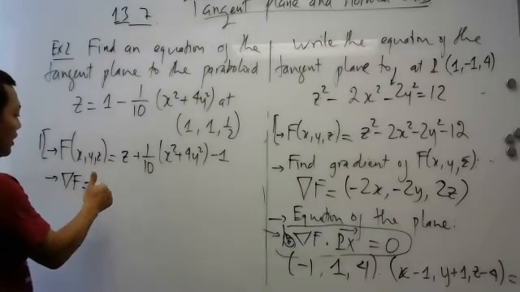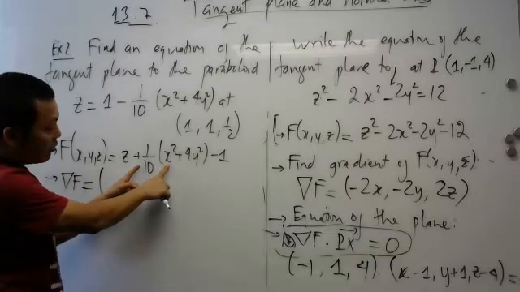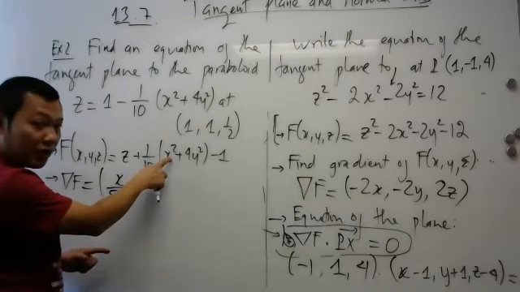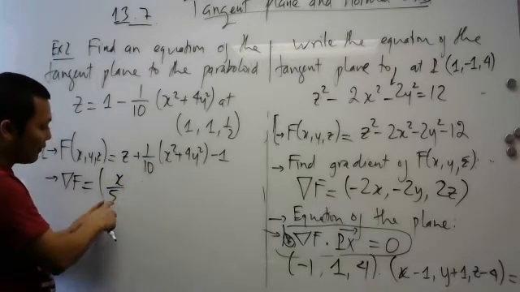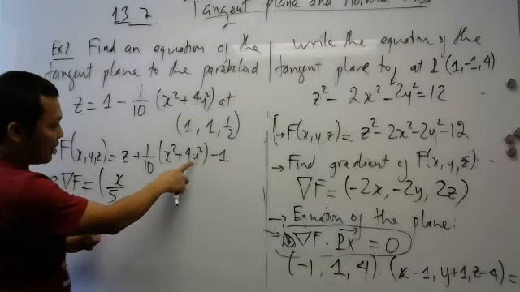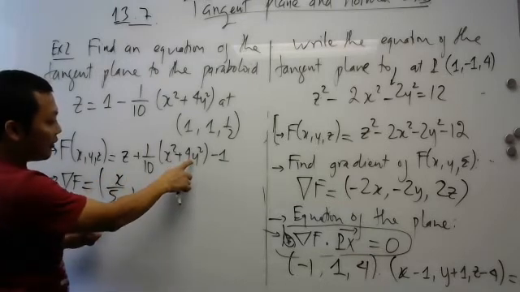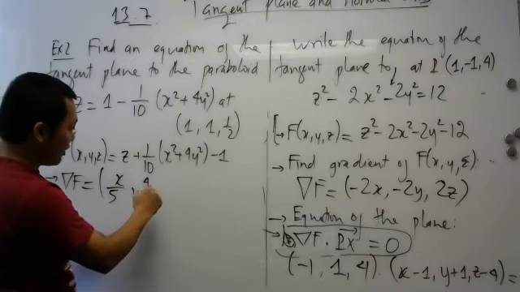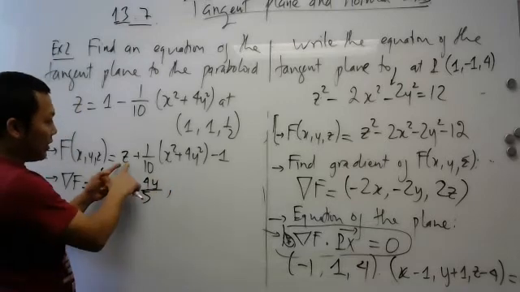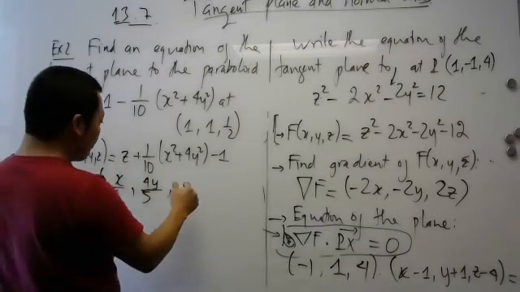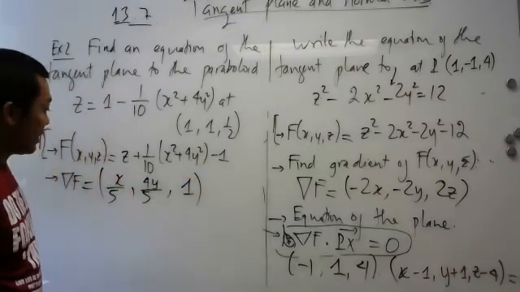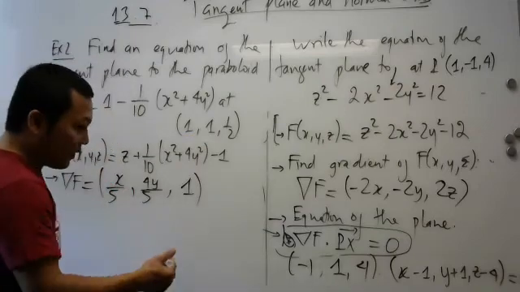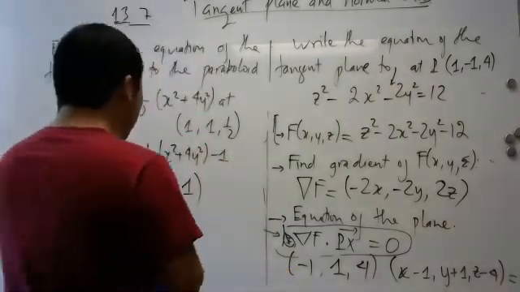You can do that by taking the partial derivative with respect to x. This is x over 5, because we have 2x, and 2 with 10 simplifies, so I get 5 here. Then I differentiate with respect to y, I get 8y over 10, so 8 over 10 would be 4 over 5, that is 4y over 5. And the partial derivative with respect to z is just 1. Then you plug (1, 1, 1/2) into this, so I can find that vector right away.